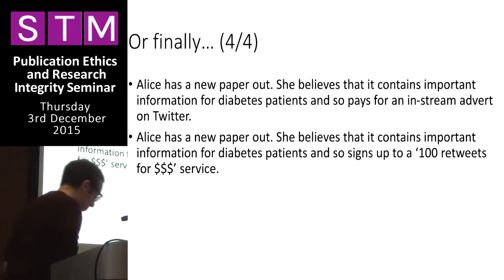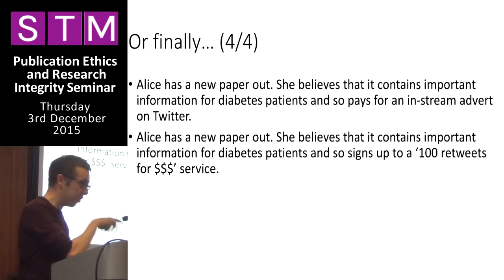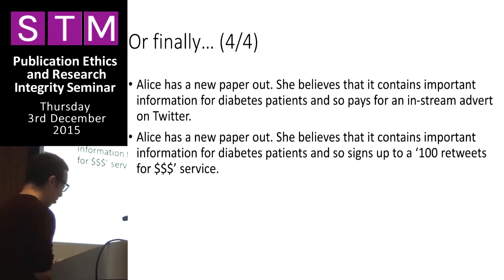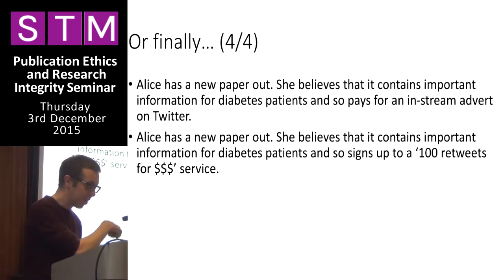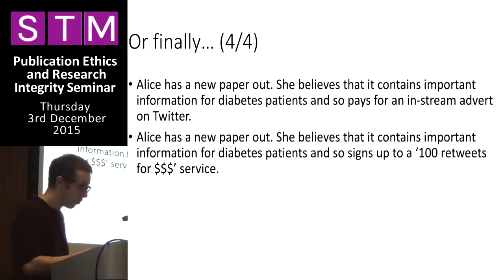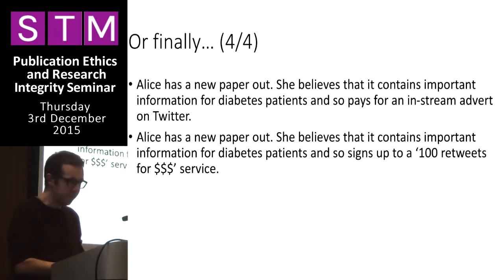Then last one, two quite related but different. So Alice has a new paper out. She really loves what she does. She believes it contains important information for diabetes patients. She pays for an advert on Twitter pointing to the research. That's the first scenario. And the second one is she's written this paper, and she wants to spread it as far as possible. That's the same motivation in both cases. But she pays one of these services where you pay, you know, $10 for 10,000 retweets or something. So, good or bad?